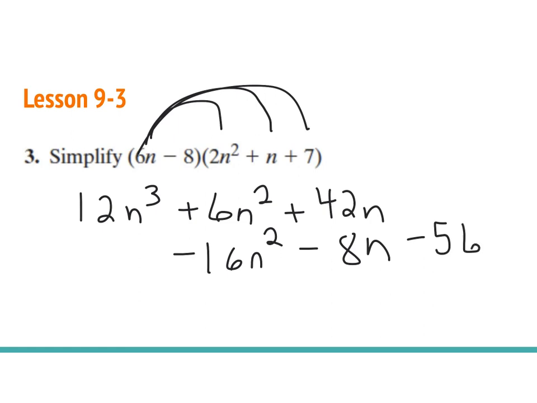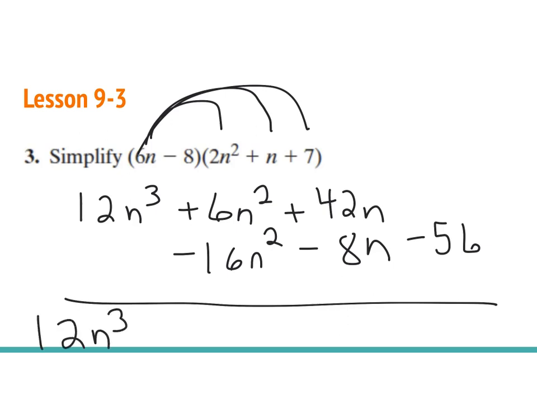I then combined all of my columns, and I'm left with 12n cubed minus 10n squared plus 34n minus 56.